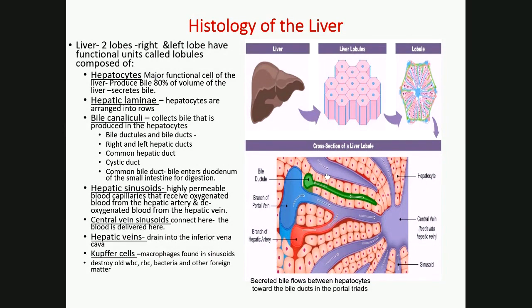So these hepatocytes make bile and they're dumped into these bile canaliculi. See these little green tubes, they're bile canaliculi. When they produce this, see, this is the arrow, bile is produced in the hepatocytes and it's going to be dumped into these bile ducts.